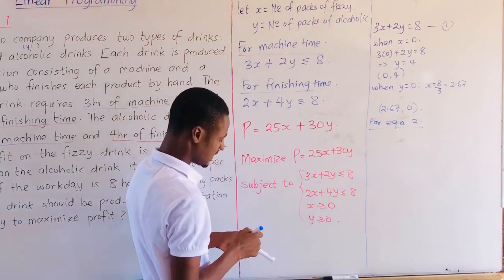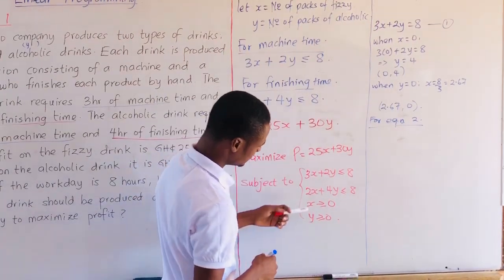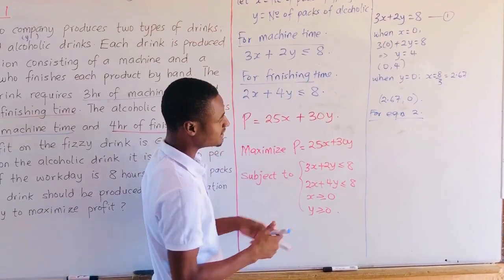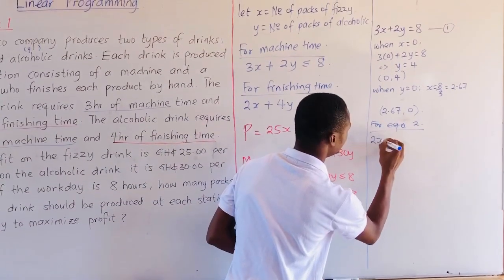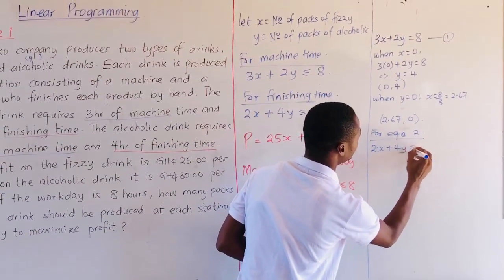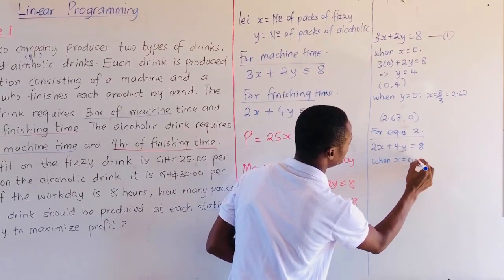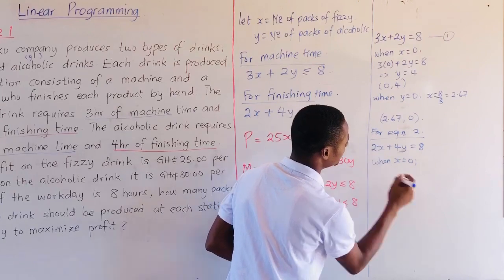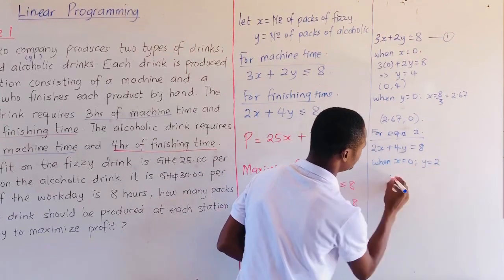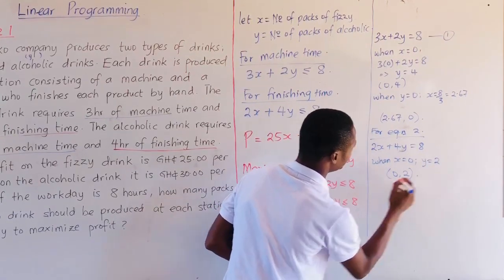Which is the second inequality. That is 2x + 4y ≤ 8. So we have 2x + 4y = 8. When x is equal to 0, we put the value of x here, and we will have y equal to 2. That will give us this point.